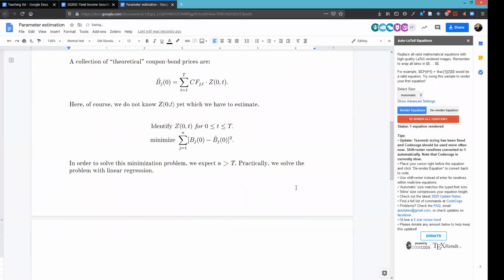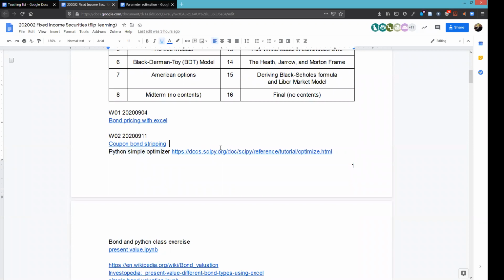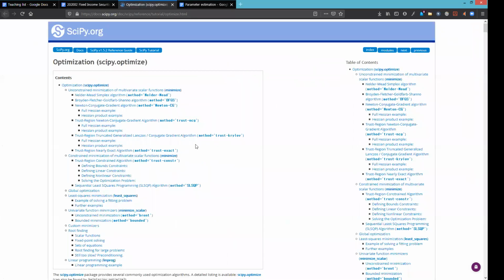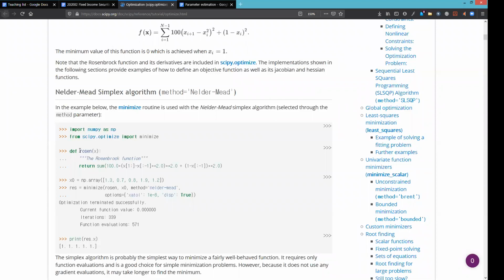In order to do this, you need to run optimization. If you do the regression, that is fine, but more generally, you have to run some optimization problem. In Python, there is a good optimizer, this one. If you click it, there is Python code to do the minimization for a scientific function, and it finds the minimum value of the function. This is very good, so you can practice this one.